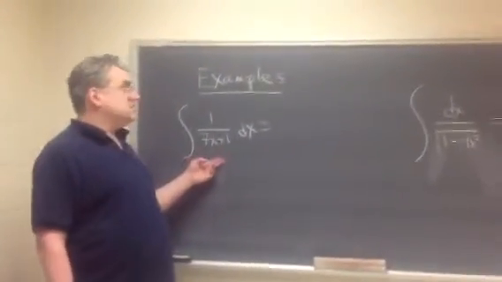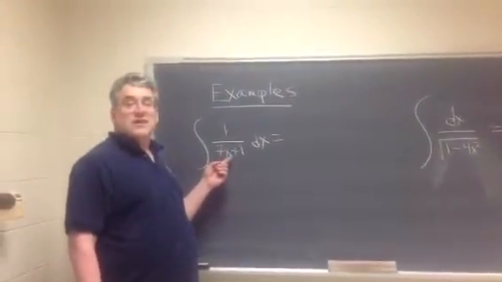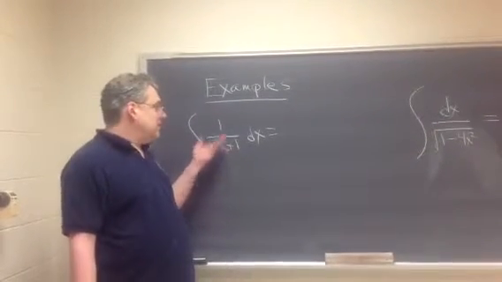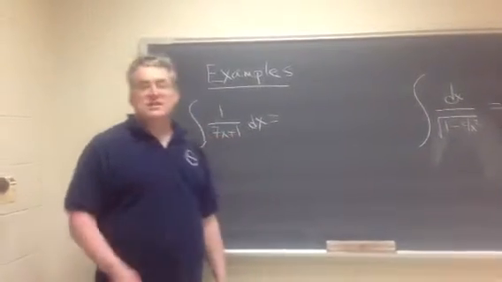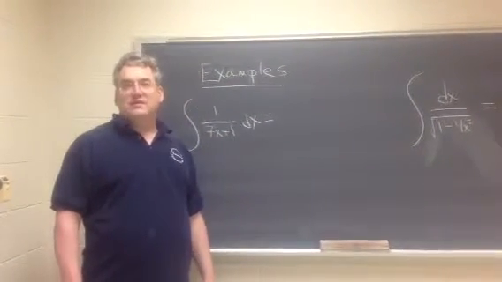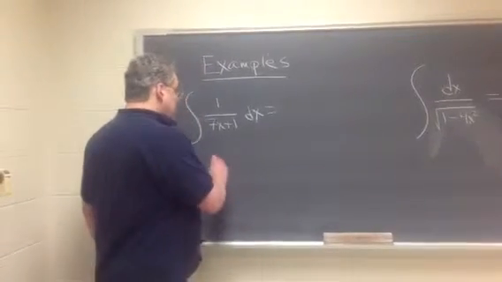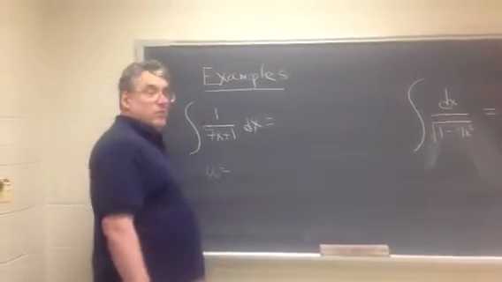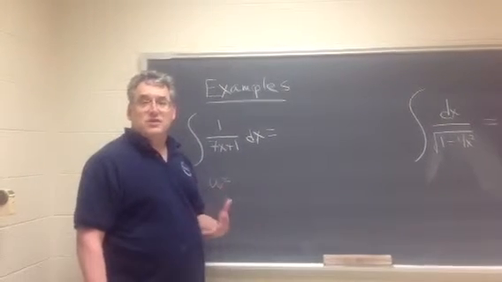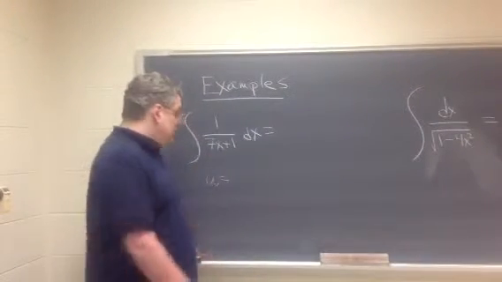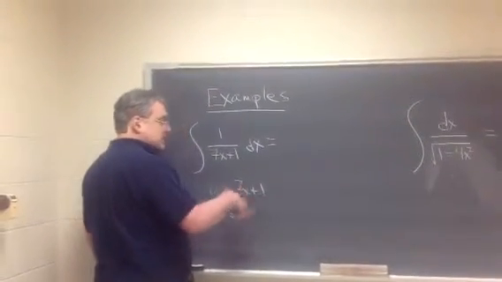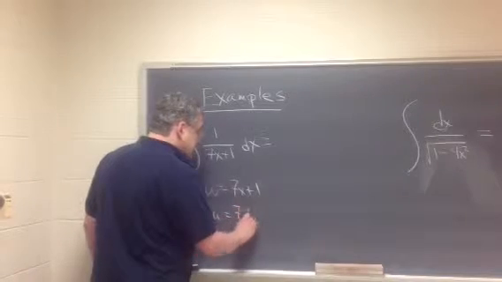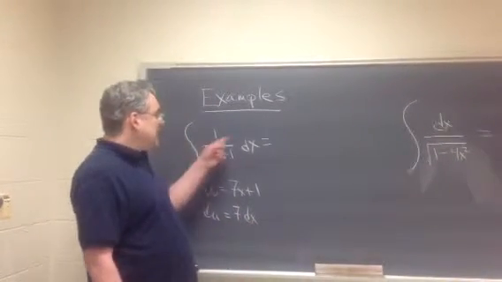Let's try a harder one. This 1 over 7x plus 1, well, you have to figure out what the right substitution is. There's no form that looks exactly like this. But there is a substitution that works. We can let u be the entire bottom. Why? Because the key to a u substitution is that the du is around. So u equals 7x plus 1. Du, the derivative of that, is 7 dx. Do we have that 7?